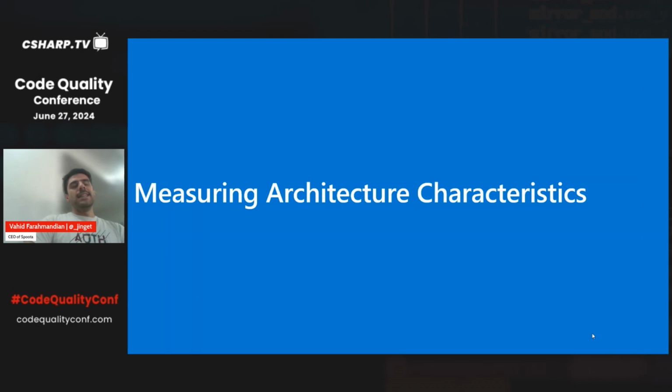So let's start the session. We're going to measure the architecture characteristics. Before focusing on architecture characteristics, let's clarify some concepts. When we're talking about software architecture, of course, we're talking about 4 different dimensions. The first dimension is the style we use in our software.